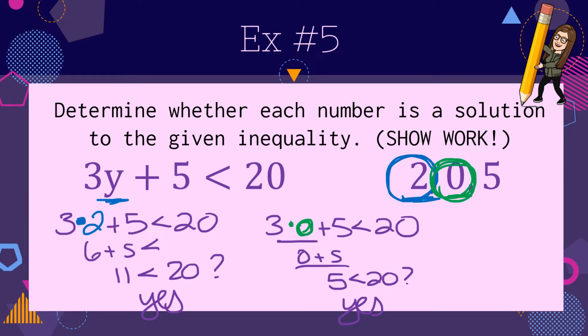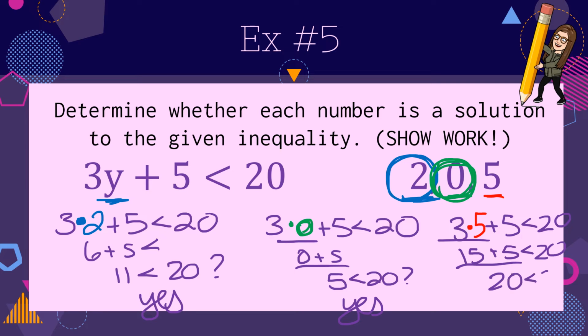Let's try one more time, this time with 5. 3y plus 5 less than 20, carry all that down, but now this time instead of y we're going to put times 5. Let's simplify. 3 times 5 is 15. Everything else falls down. 15 plus 5 is 20. Ooh, it's kind of a tougher one. Is 20 less than 20? No, it's not. It's equal to. So that statement's not good. So go cross off the 5. It's not good. It is not a solution.